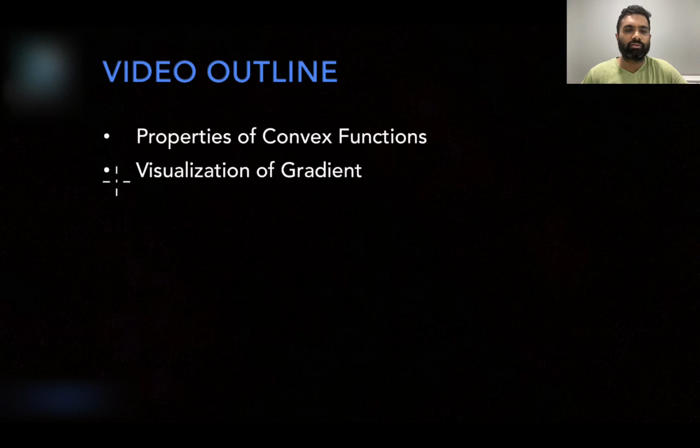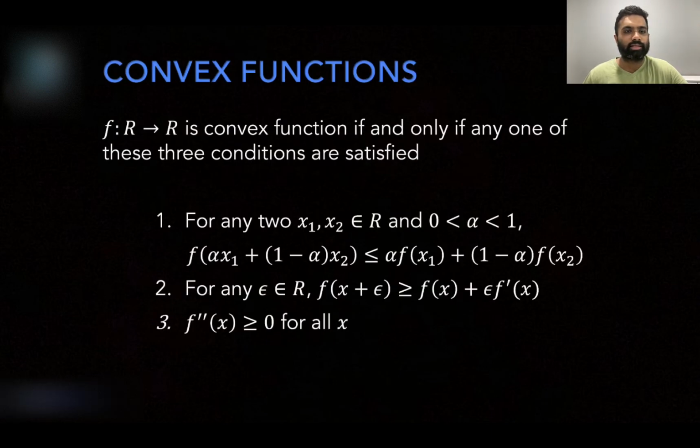These two things we will cover. In the first part we will have a deeper dive into the properties of a convex function, and in the second part we will see the visualization of a gradient, how it will look like. So in the last class, if you remember, we defined a property of a convex function for a very simple function where the input is only a single variable. We are not considering a multivariable function for now.